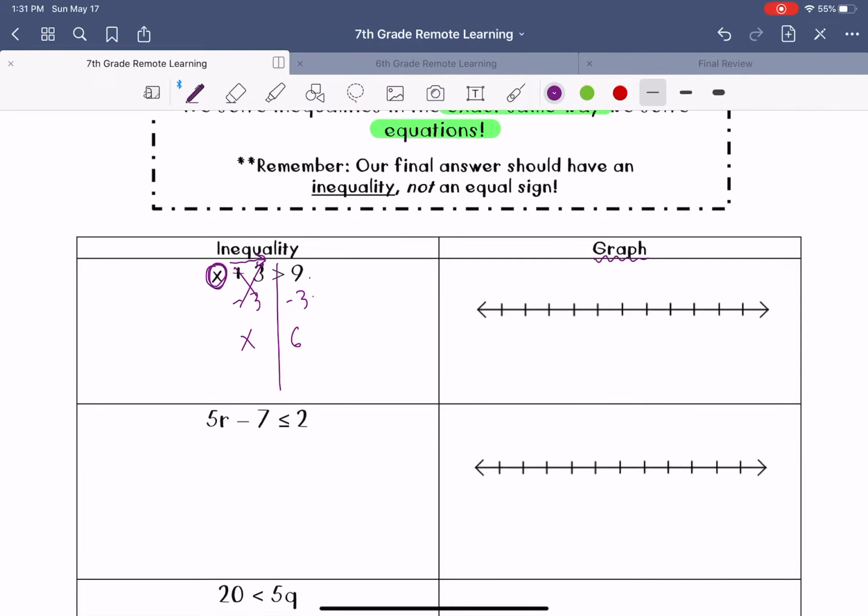And then I'm going to remember that I do not write an equal sign. I'm going to write, this is greater than. Okay, so there's my reminder that I have right here. Remember, our final answer should have an inequality, not an equal sign. Because x does not equal 6. X is greater than 6. So let's now talk about what our graph is going to look like.